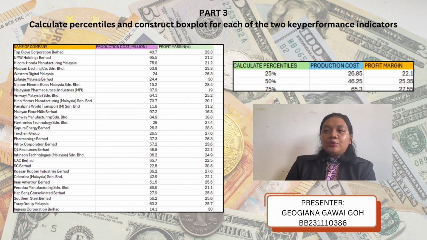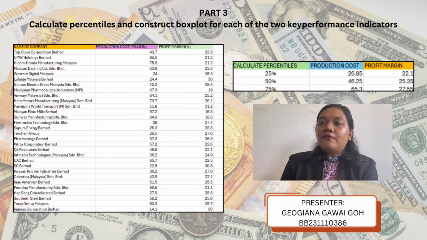Today I would like to present part 3. First, let's look at the percentile values for both indicators. For production cost, the 25th percentile is 26.85, meaning that 25% of companies have production costs below this value.